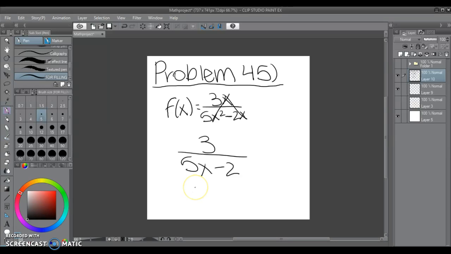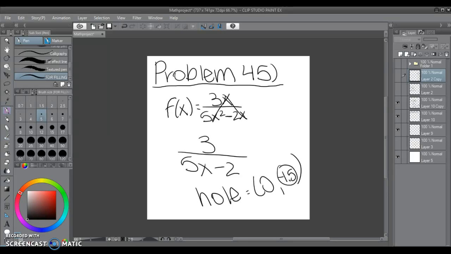X cannot equal 0 because in the original equation that would leave 0 in the denominator, which would make the equation undefined. So I would have a hole at x equals 0, and we'll find out the y number later, but it's negative 1.5.